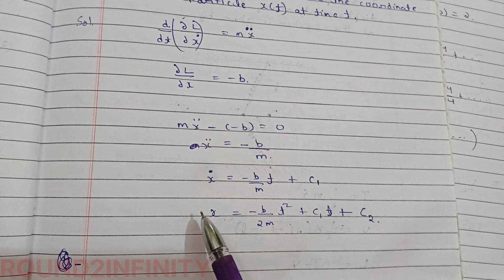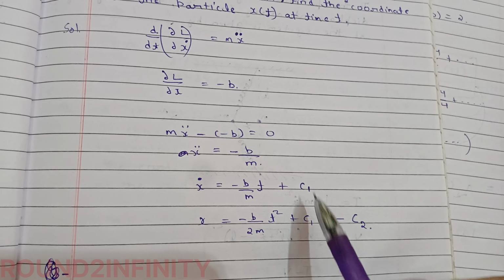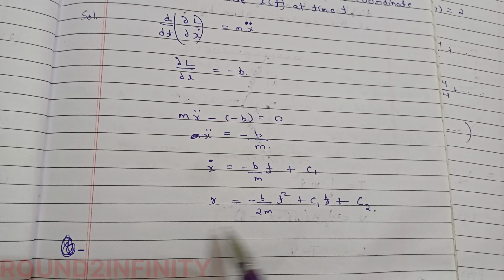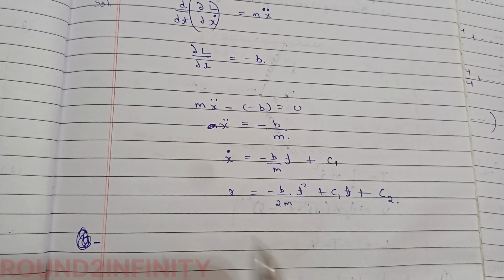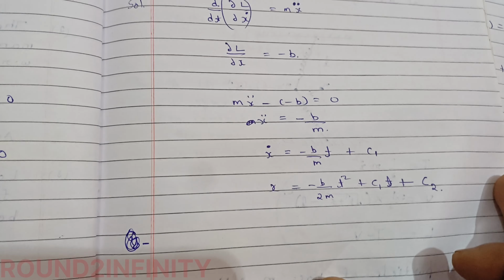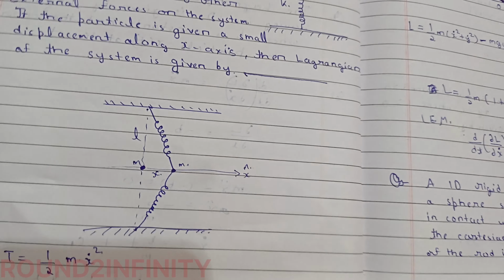some constant. Again taking the integration, x will be minus b by 2m t square by 2 plus c1 t plus some constant again. So this will be your equation of motion for this. Means at any time t you can find x(t). Now remember this equation, okay? This is a very important result.